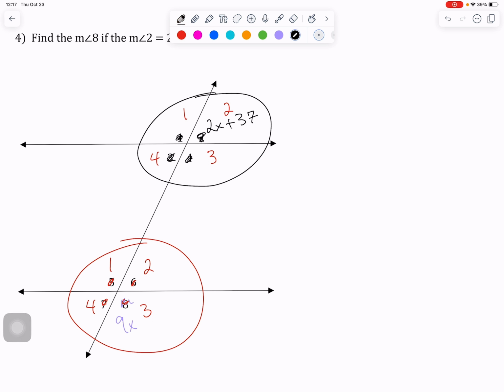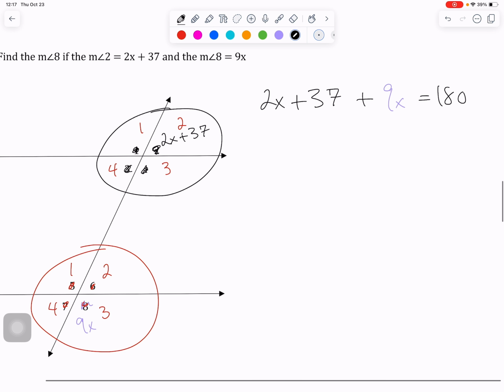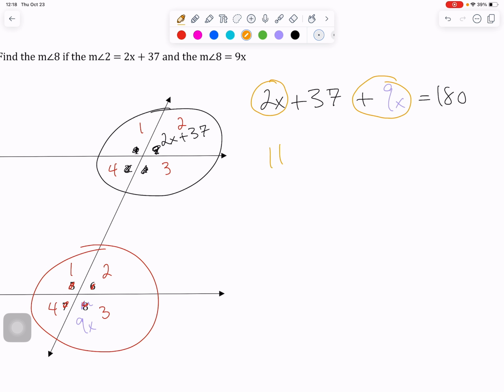Let's just go ahead and set this up then. We'll do 2x plus 37 plus our 9x. Set that equal to 180. And from here, we will just sequence through. Looking on the left side, my 2x I can combine with my 9x, giving us a total of 11x. My 37 I can't do anything with. We'll just bring it down, as well as our equals 180.